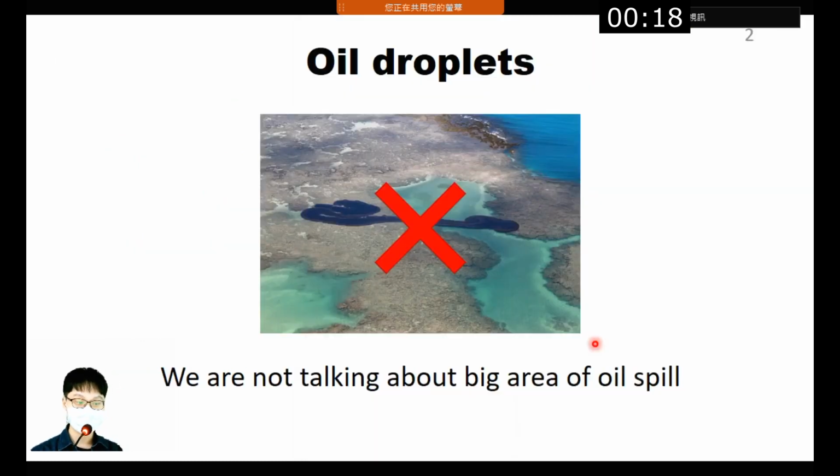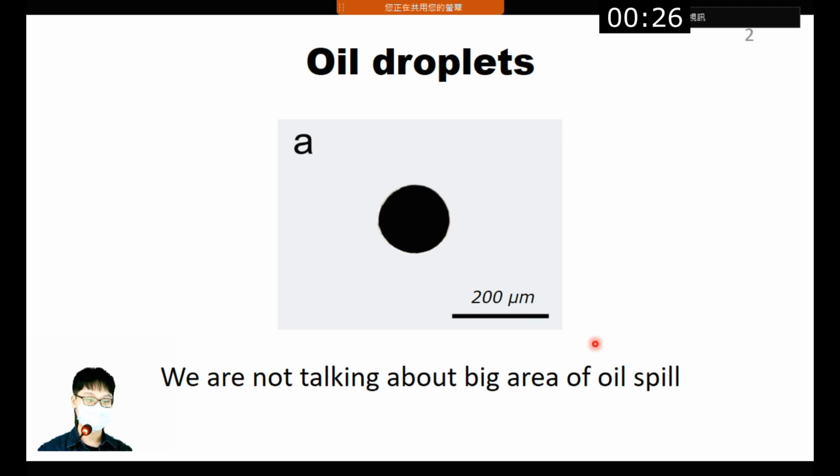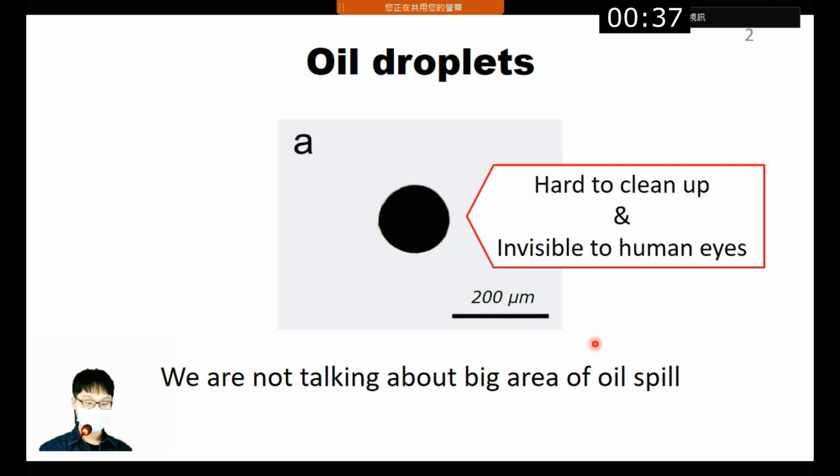First of all, I want to say this paper is not talking about a big area of oil spills. What we care about is tiny oil droplets, with a small diameter of about 200 micrometers. Most important, they are very hard to clean up and invisible to human eyes.